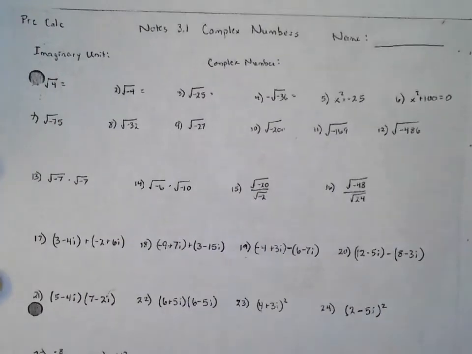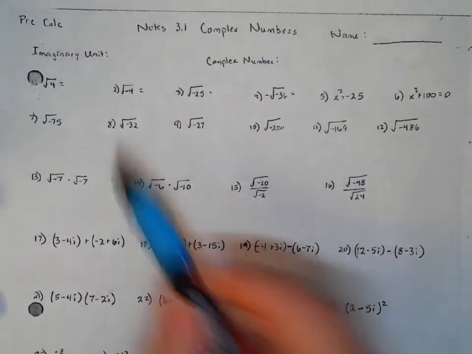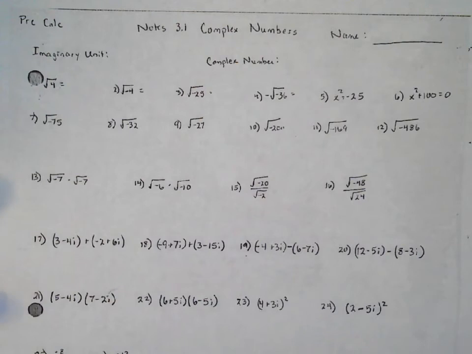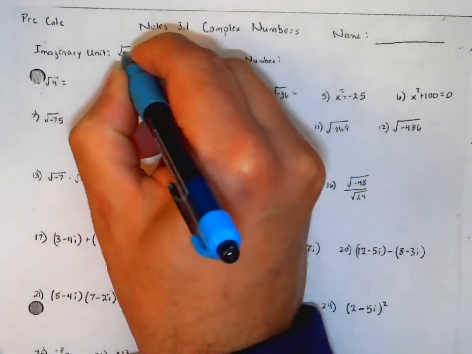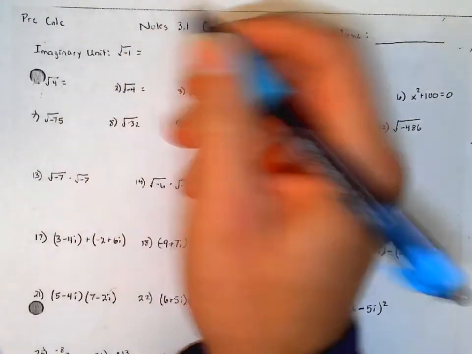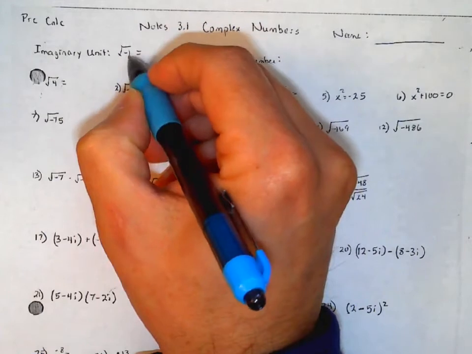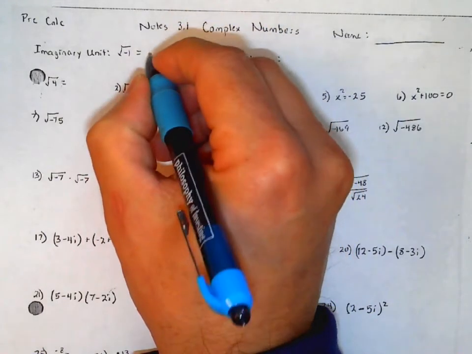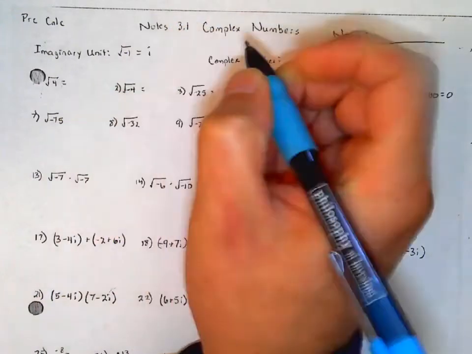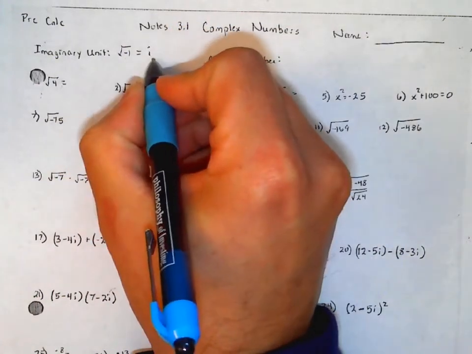These are notes 3.1. Okay, we're going to start talking about imaginary numbers and complex numbers. An imaginary number is basically what you get when you take the square root of a negative number. We know that nothing times itself will give you -1. So somebody came up with this imaginary number, and we use the letter i.